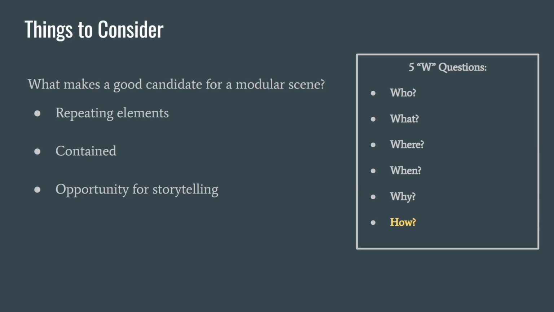And lastly, how? Now, this is something you should ask yourself after each of the previous questions, as I did for those examples. How does the form of the space inform the answers to who is using it, for what purpose, where, when, and why? Now, if you can answer all of these questions about your space, you likely have a good candidate for a 3D scene, at least from the storytelling aspect of it.